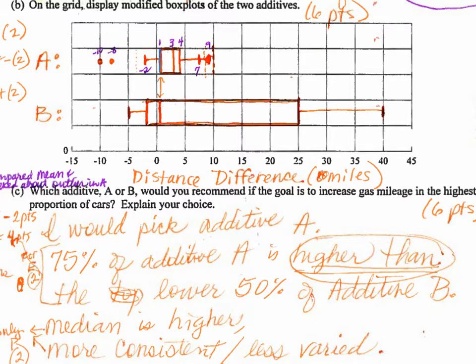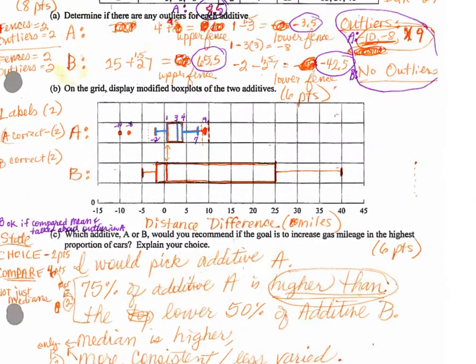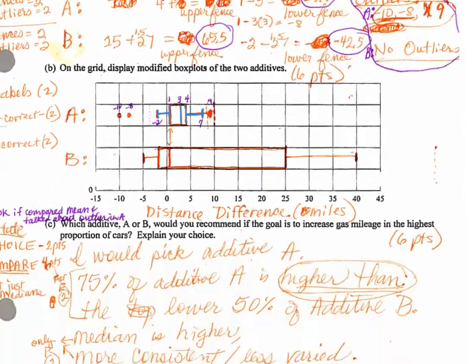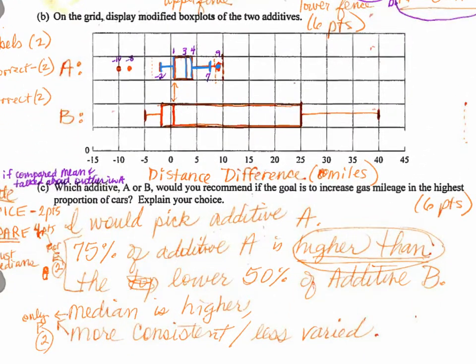I did the Q1 and the median and the Q3. Do you see how my whisker does not go to the fence? This upper whisker just goes right there to that number 7. Was there an upper outlier on that one? Yeah, 9. 9 is an upper outlier, and an outlier is a dot.